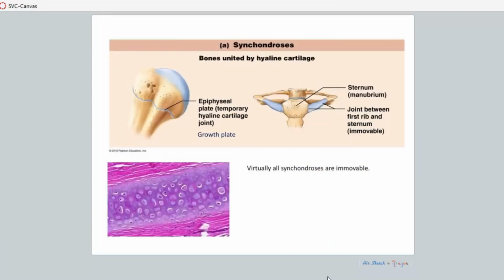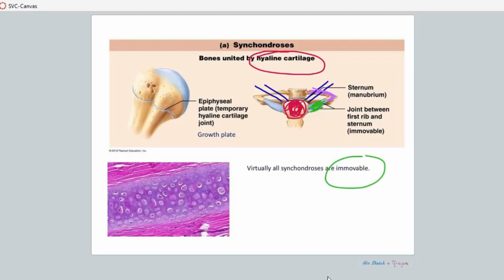Then we have another type of cartilaginous joint, and these are bones that are united by hyaline cartilage, so a different type of cartilage, and we'll talk about these different types. Here we have the sternum. This is specifically the manubrium, and this is rib number 1. So something that's not in here is the clavicle. The clavicles would be right there. So the joint that connects the sternum to the first rib is cartilage. So this is cartilage right there, and that's hyaline cartilage, and that's immovable.